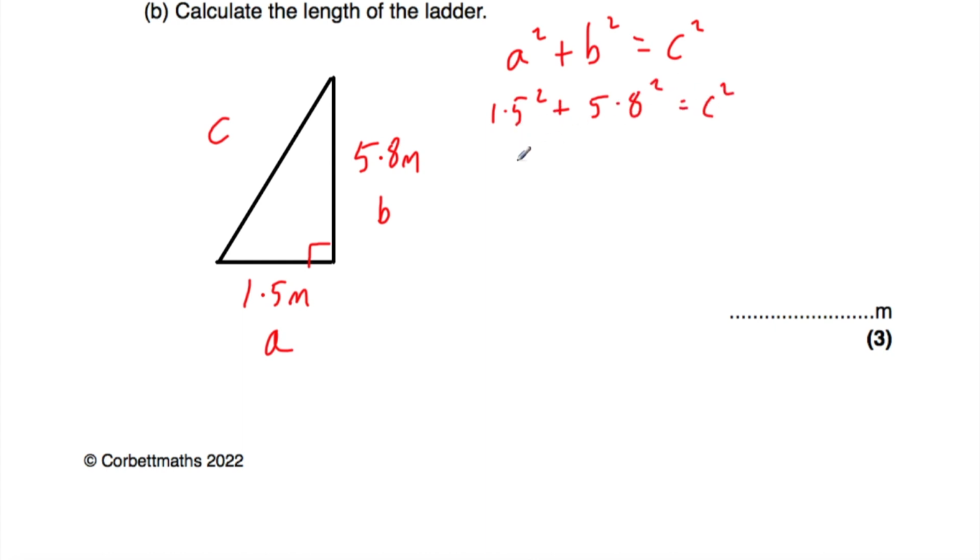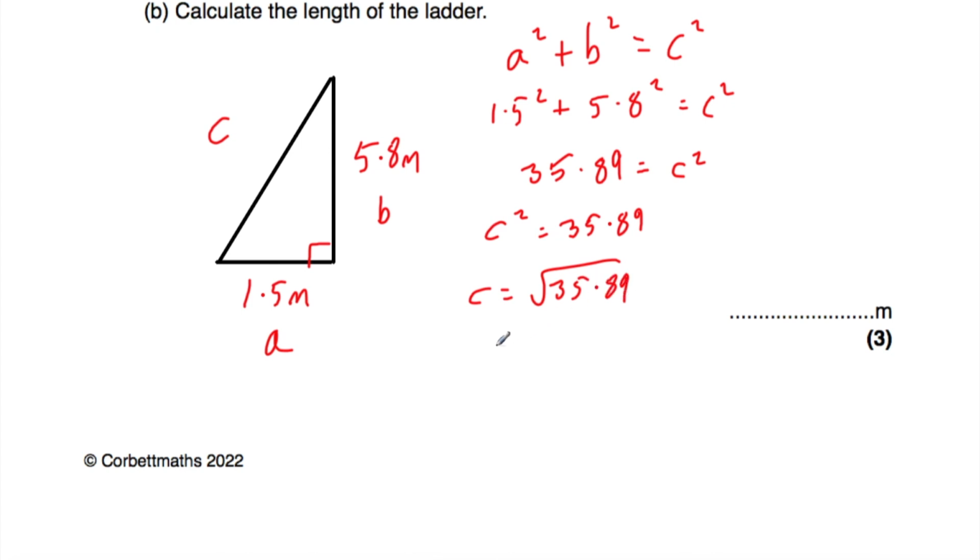So now let's do this in our calculator. 1.5 squared plus 5.8 squared is equal to 35.89, and that's equal to C squared. Now the ladder is obviously not equal to 35.89, that's C squared, so we now need to square root. Let's turn that around: C squared is equal to 35.89. If we square root this, we get that C is equal to the square root of 35.89, which is 5.9908 and so on meters. Let's round that to two decimal places. That's equal to 5.99 meters. So the length of the ladder is 5.99 meters.